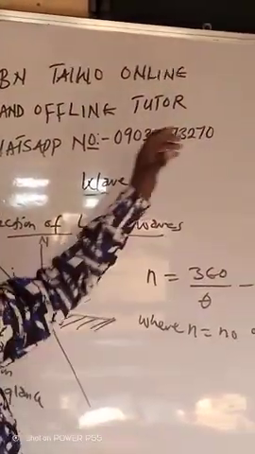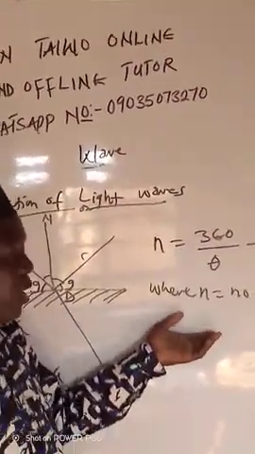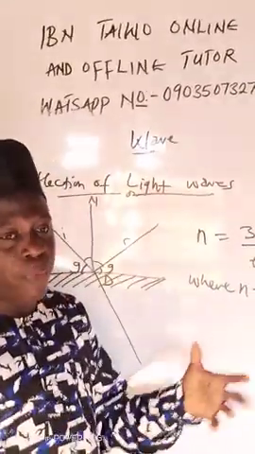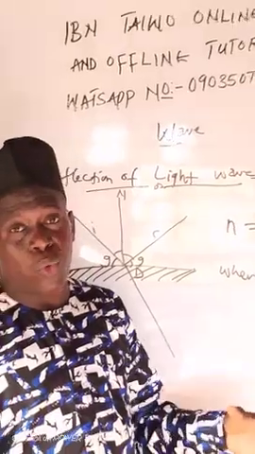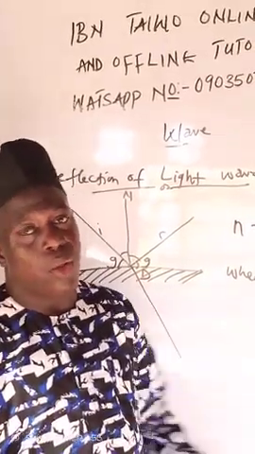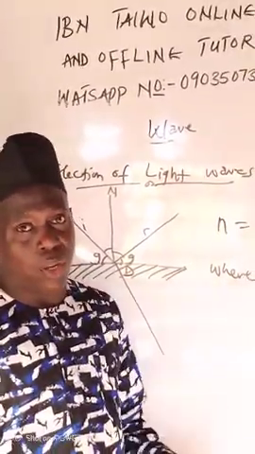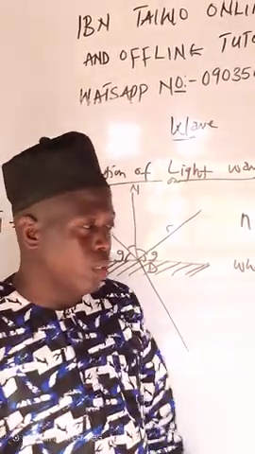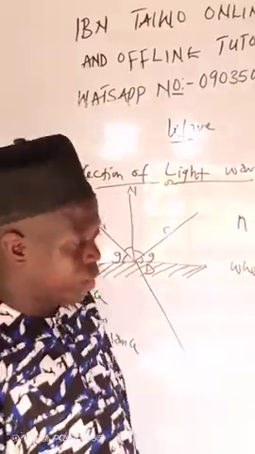That is where I'm going to stop class for today. Next time I will continue from concave mirror and spherical mirrors, which are concave mirror and convex mirror. As we all know, concave mirror is also called converging mirror, and convex mirror is also called diverging mirror.